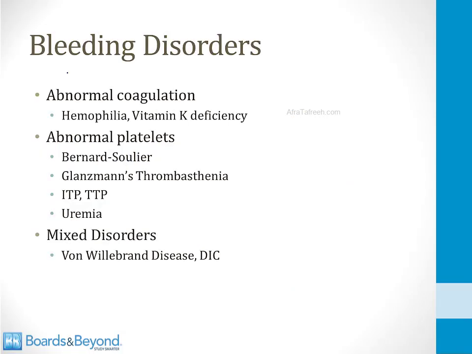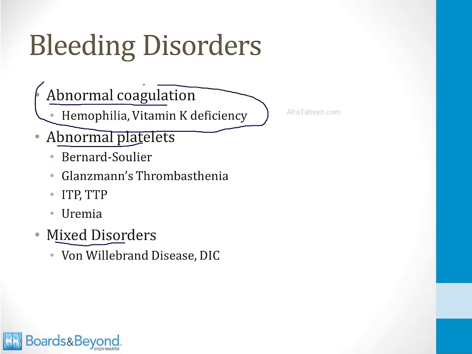An easy way to group bleeding disorders in your mind is to think of them as those that result from abnormal coagulation, those that result from abnormal platelet function, and those that are a mixture of the two. In another module I talked about abnormal coagulation, bleeding disorders like hemophilia and vitamin K deficiency. In this module I'm going to talk about platelet disorders and also disorders that involve a mixture of the coagulation system and the platelets.